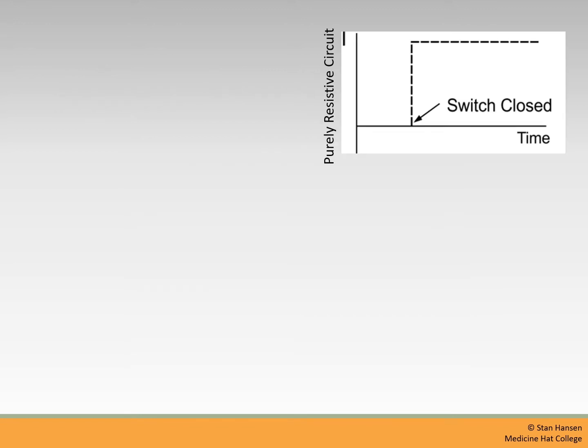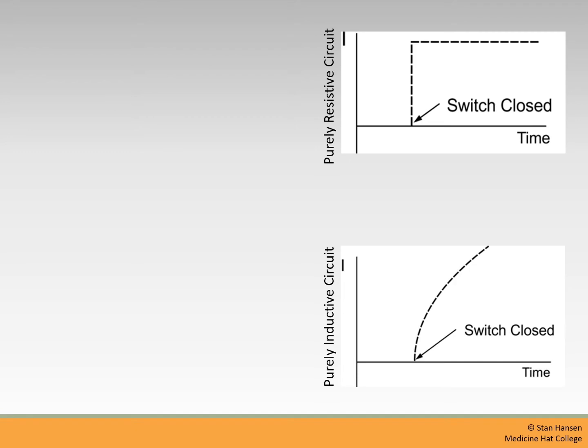Let's look at these three different types of circuits. Firstly, my purely resistive circuit, as we mentioned, as soon as I close my switch, it goes from 0 to maximum current, and it will stay there until I open the switch again. When I have a purely inductive circuit, it will slowly rise from 0 and keep rising and rising. And since it has no resistance, it has no maximum. So current will eventually just keep rising until it's out of control.